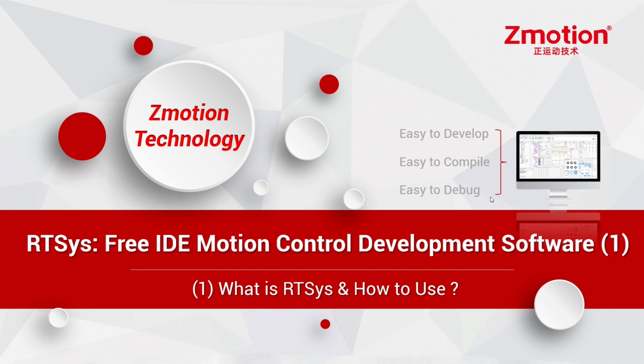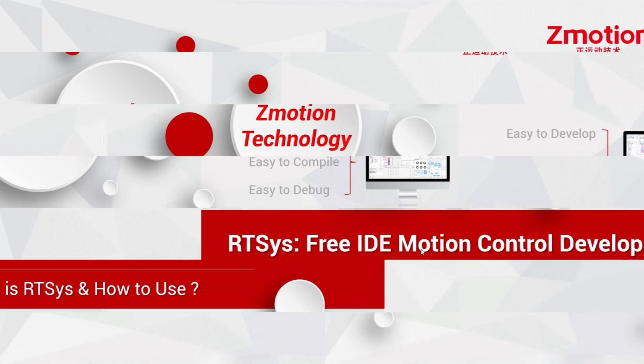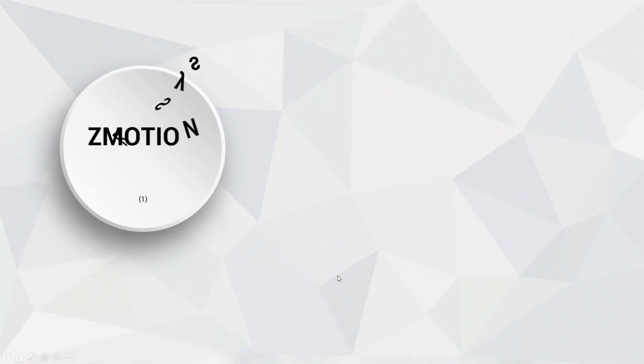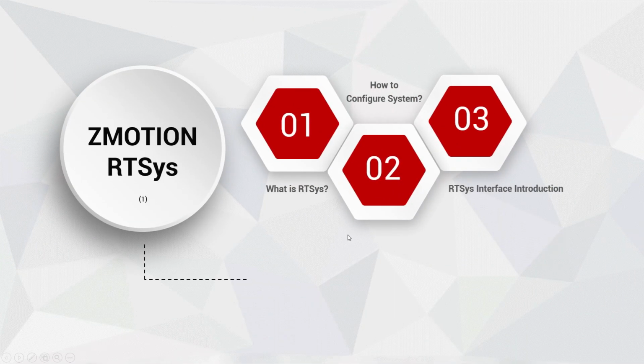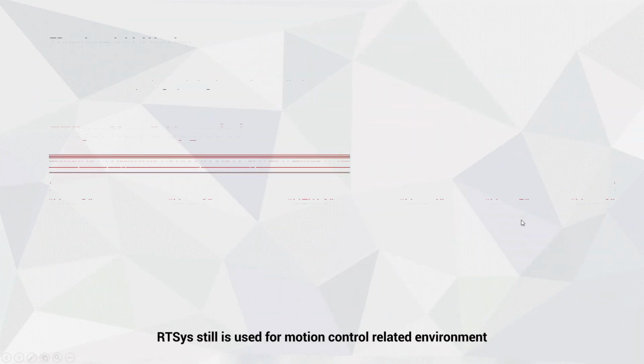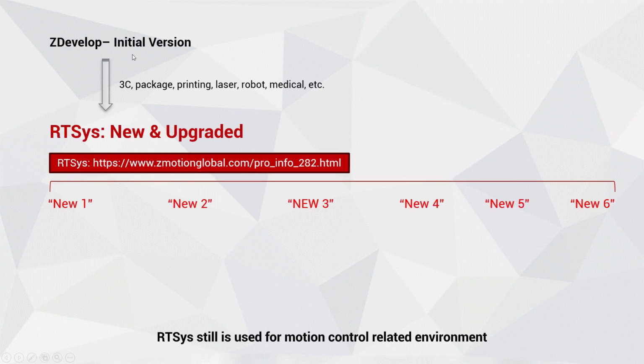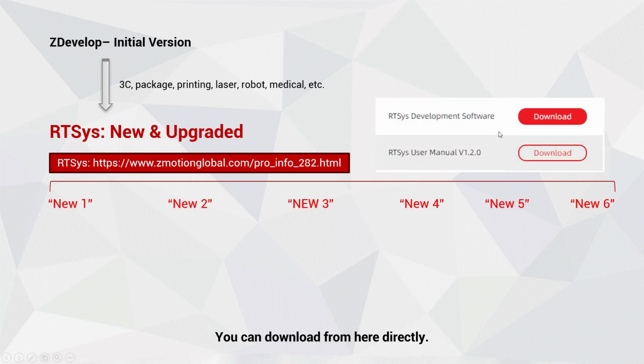With the development, we Zmotion developed one advanced version, RTSys. Therefore, the theme is RTSys software. But today, we only talk about these contents. It can be seen the information is from simple introduction to real operation. RTSys is still used in motion control related environments, like 3C, package, printing, laser, robot, etc. You can download it from here directly.